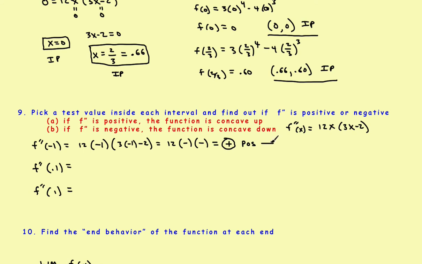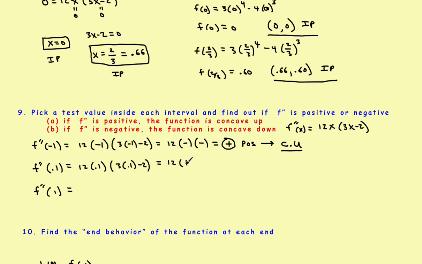And what that tells me is, again, if the second derivative is positive, it's concave up. So I'll put a little CU right here. It's going to be concave up in this first interval. Now the second interval. 12 times 0.1, and I've got 3 times 0.1 minus 2, and that's going to give me, this will be 12.